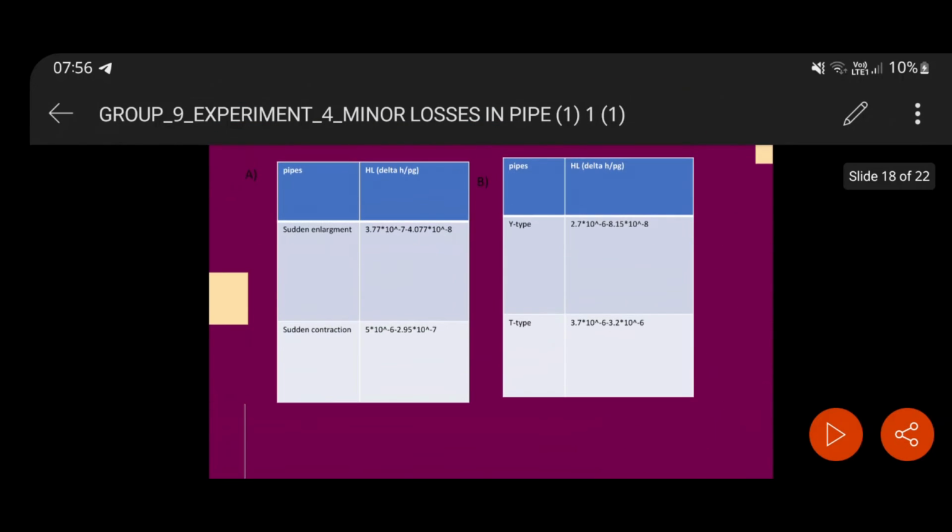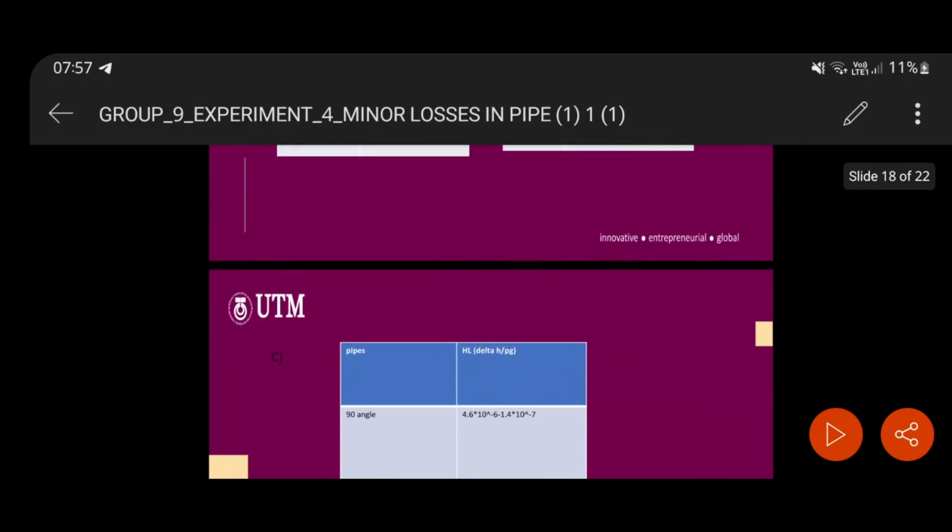So as we can see here, when the velocity is slower, when we are closing the pipes gradually, the losses are getting lower because the velocity is directly proportional to the losses due to the formula K times V squared over 2G.